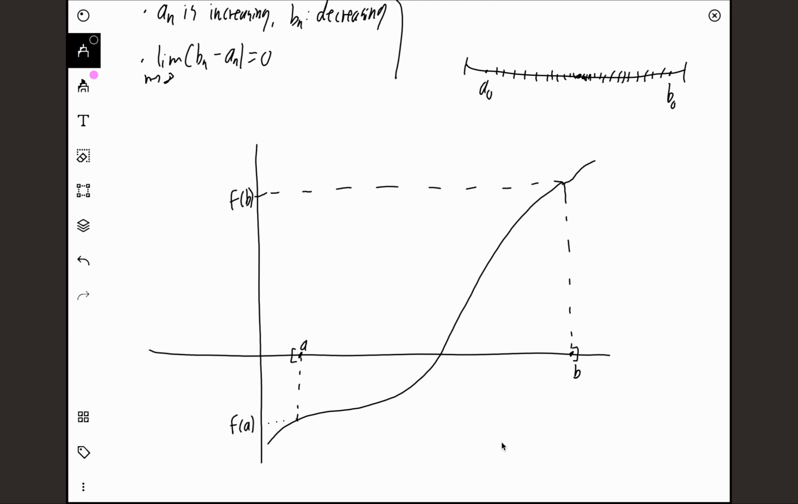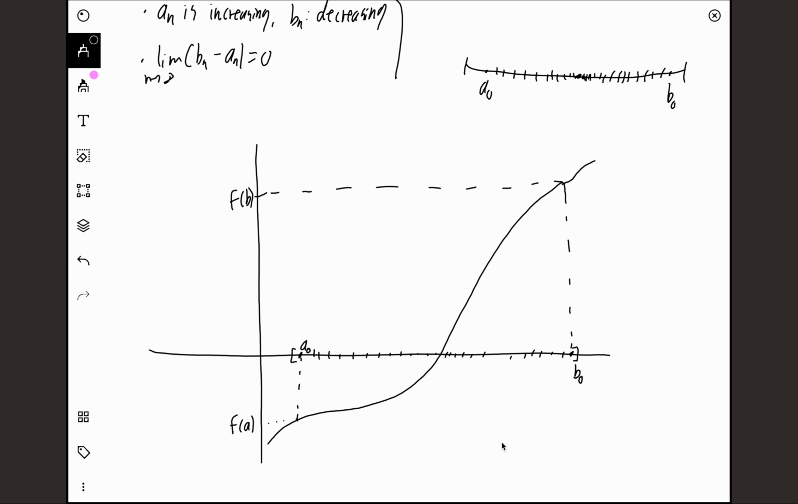Now basically, what we're going to try to do is construct an algorithm such that we make two sequences. This a sequence, let's say, starts at a0 and the b sequence starts at b0. The an sequence will be increasing until it reaches the x-intercept, and bn will be a sequence which is decreasing until it reaches the x-intercept.